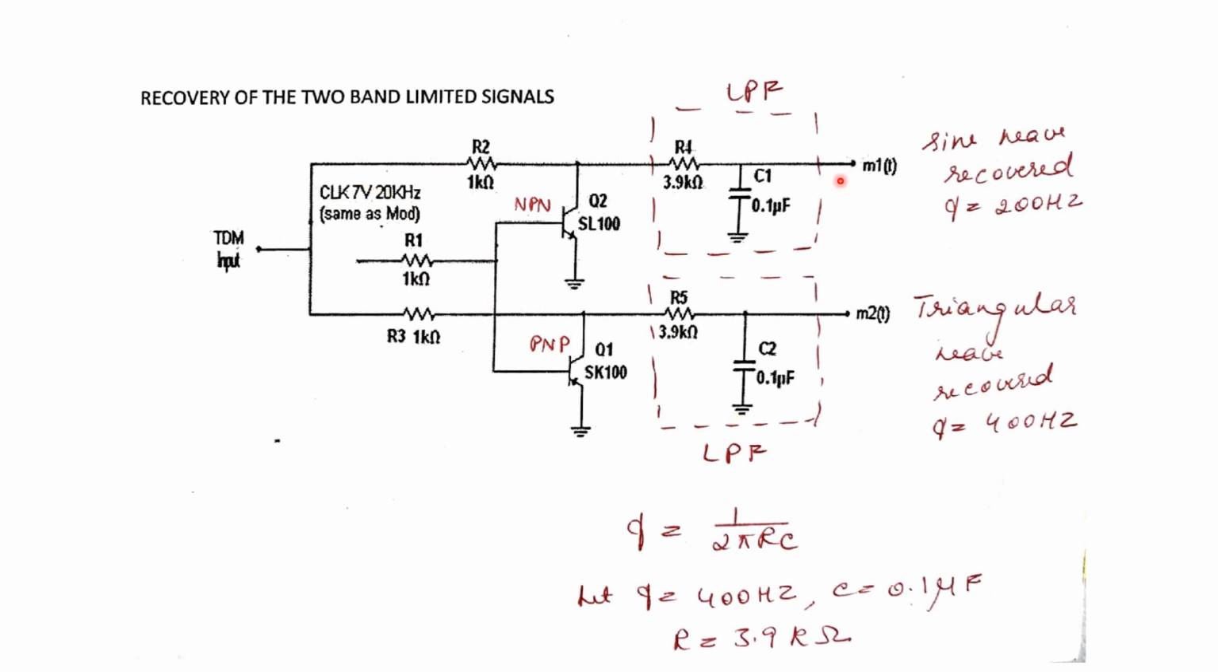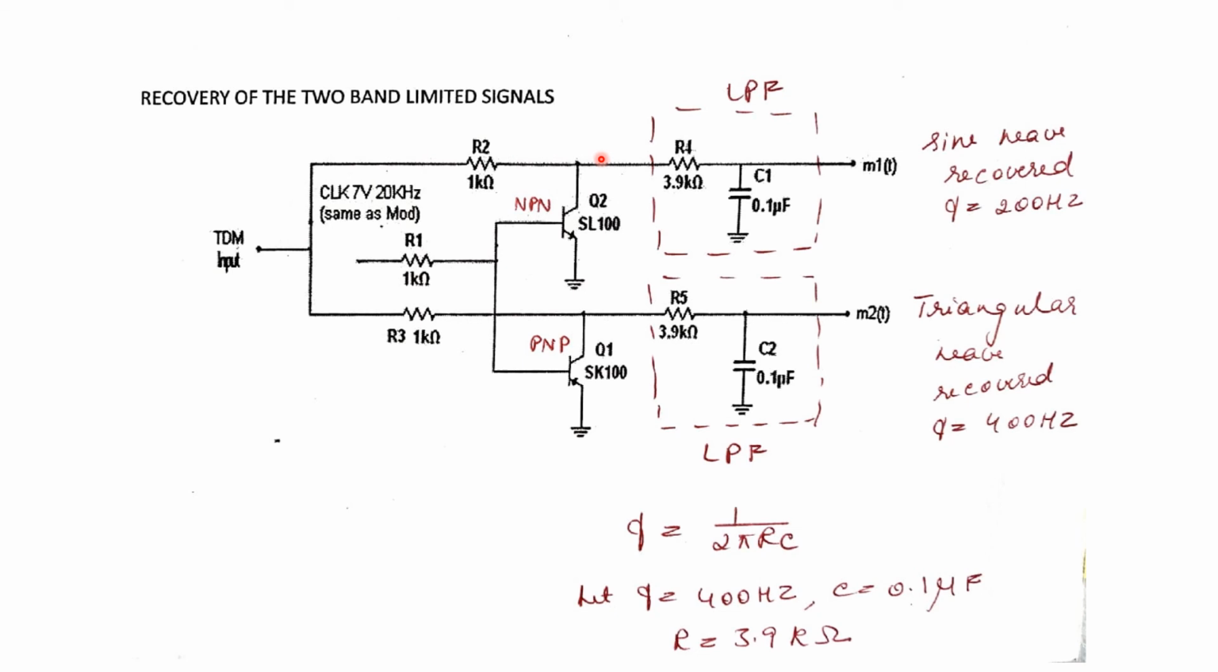So this is about the demodulation or demultiplexing. The upper channel is used to recover the sinusoidal signal, and the lower channel is used to recover the triangular wave signal. The low pass filters are designed to pass all the frequencies below 400 Hz. So these R and C values will satisfy both of these cases, the recovery of sine wave as well as recovery of triangular wave. We can also design these R and C values for exact 200 Hz also. So we can take f as 200, assume C and find R, and that value can also be used here.